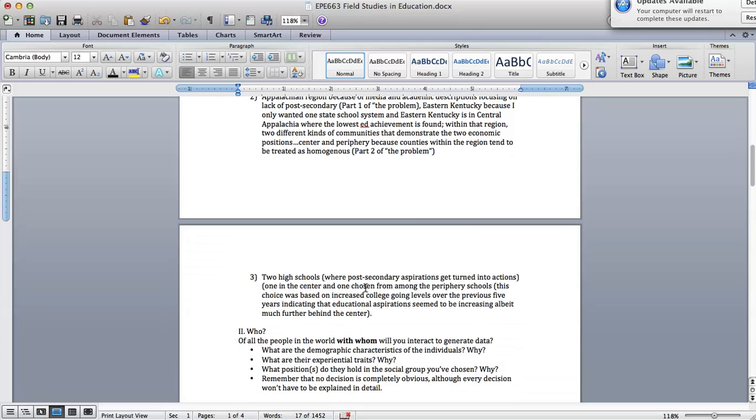Then, as you'll see in the next part, I wanted schools that had clear progress on college going. There was one county that had a periphery school that had been making slow but steady increases every year. So they were obviously a healthy school, and the center school I didn't have to choose because there was only the one. Okay, so now I have my two schools. So that's my where.